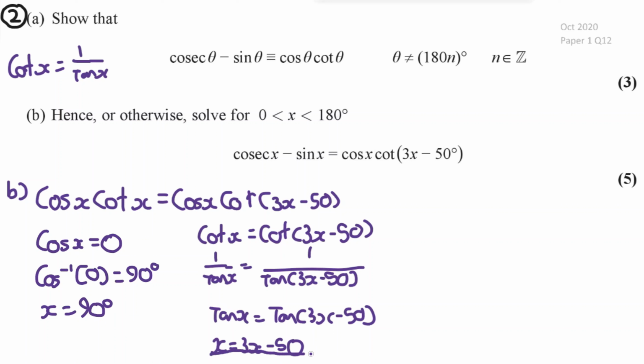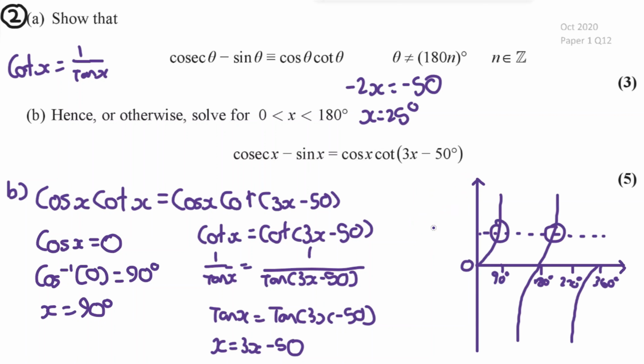So we can just get that x is equal to 3x minus 50 like this, and then solve this equation here. So minus 3x on both sides to get minus 2x is equal to minus 50, and then divide both sides by minus 2 to get that x is equal to 25 degrees. So this is another solution.